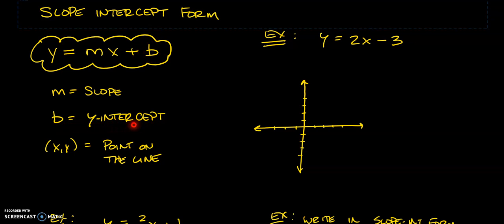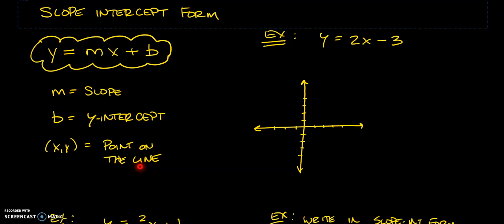When you think of the word intercept, it is where it crosses the y-axis, where it actually connects with it. It's not just getting close to it, it's actually crossing or intercepting the y-axis. This letter right here, b, in these problems is going to be huge. This is going to be our starting point.